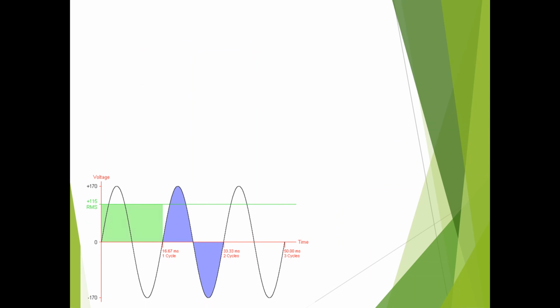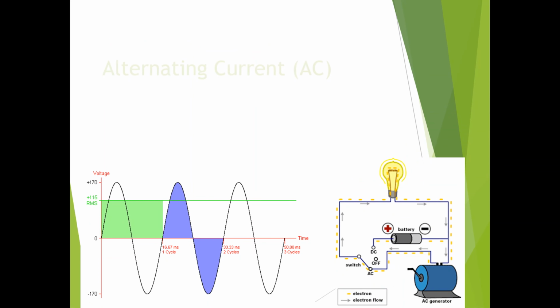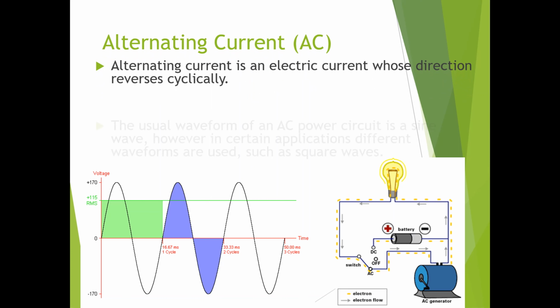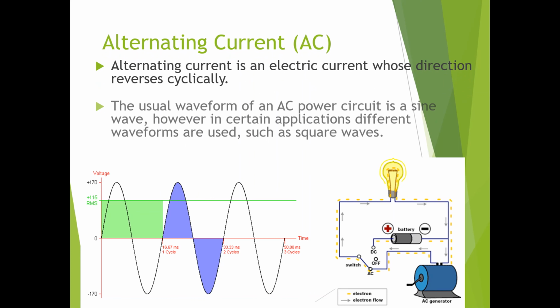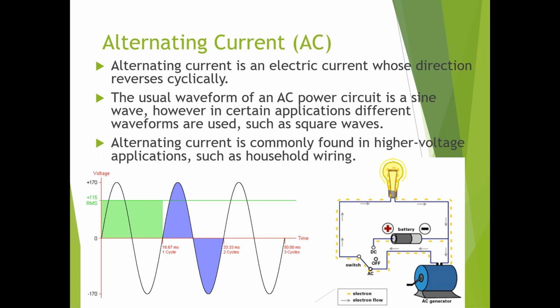Alternating current, AC. Alternating current is an electric current whose direction reverses cyclically. The usual waveform of an AC power circuit is a sine wave. However, in certain applications, different waveforms are used, such as square waves. Alternating current is commonly found in higher voltage applications, such as household wiring.